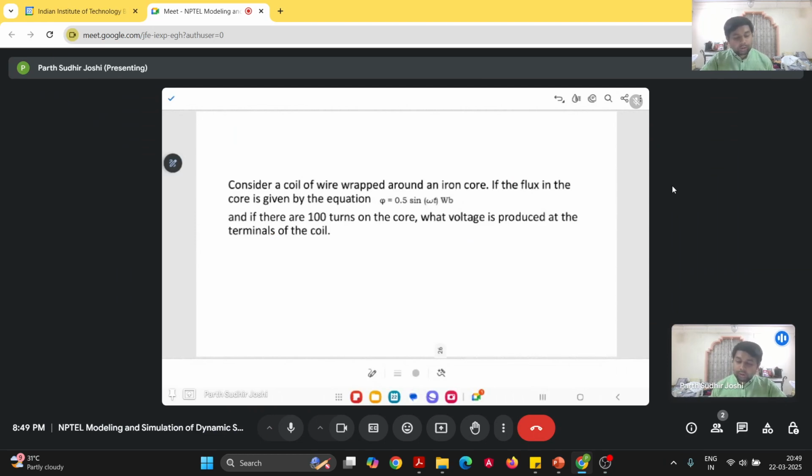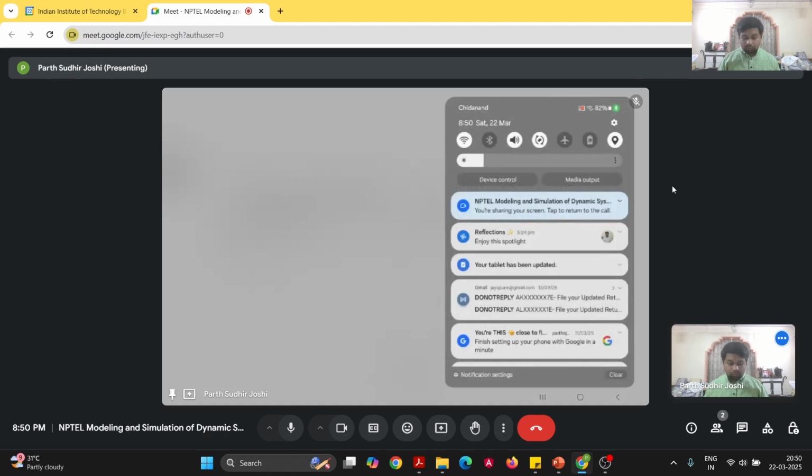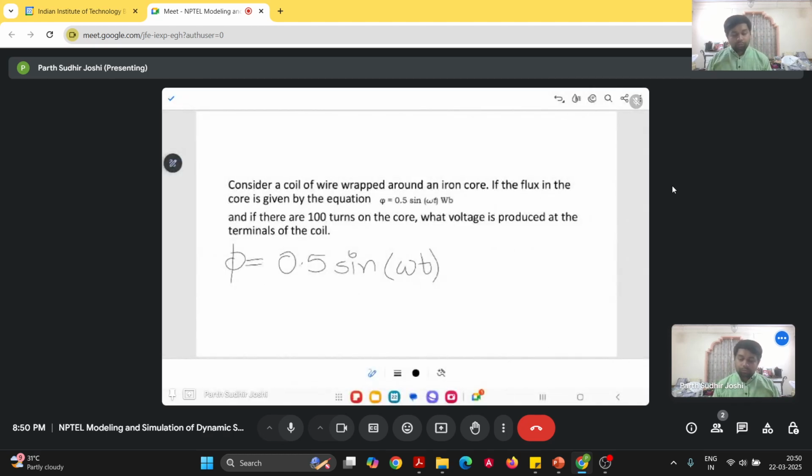Now the next question: let us consider that there is a coil which is wrapped around an iron core. If the flux in the core is given by phi is 0.5 into sine omega t, and if there are 100 turns, then the total flux will be the number of turns into this particular flux.